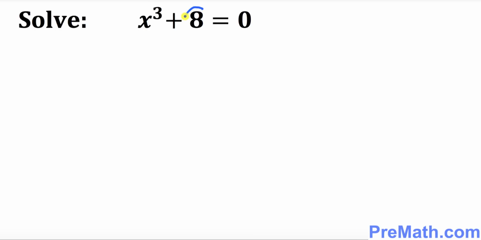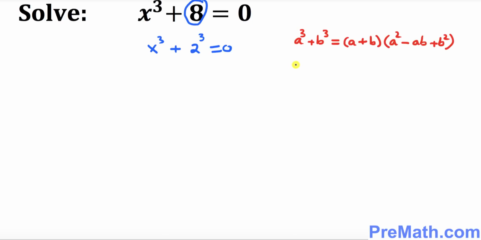As you can see, 8 could be written as 2 to the power 3, isn't it? So I can write x to the power 3 plus 2 to the power 3 equal to 0. What we got is the sum of two cubes. Now we're going to be using this formula that I have just put down on the right hand side. In our given example, this x would be treated like an a and 2 will be treated like a b.